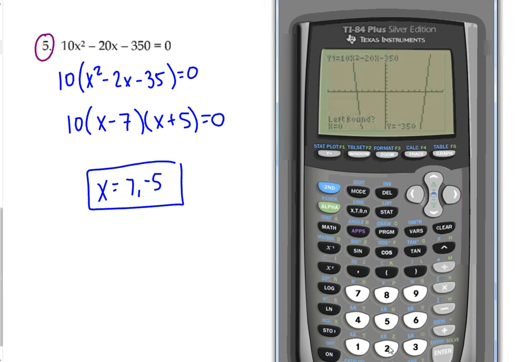So second trace 2. And where am I? There I am. So left side of the 0, right side of the 0, and then a guess. And there it is. Or, you know what you could even do that's even easier if you're checking your work? Trace. One of my solutions is negative 5. Enter. Does it give me 0? Yes. Trace 7. Enter. Does it give me 0? Yes. That's even easier. We already have the answer. Let's just plug it in, make sure it's the same thing, instead of having to go left bound, right bound, yes. Left bound, right bound. Okay, you get the point.